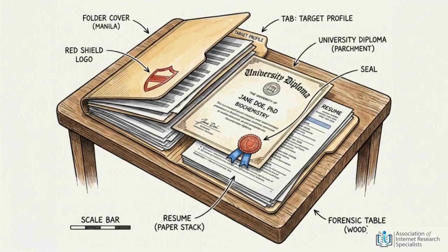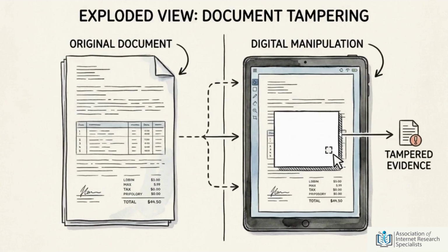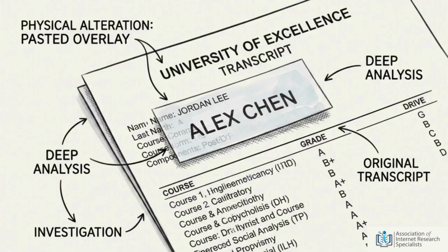Let's test the target's first pillar of credibility: their submitted academic credentials and professional history. Fraudulent documents often fall into the category of forged or altered. This occurs when a subject takes an authentic document and modifies it using scan and edit software, physical obliterations, or by pasting their own name over another student's genuine transcript.